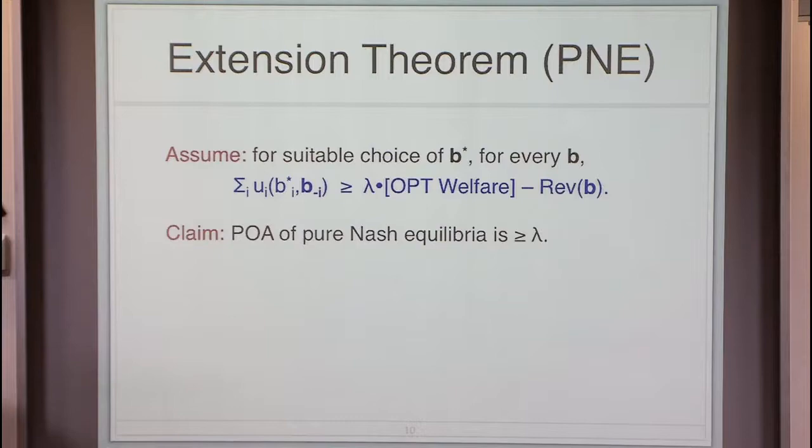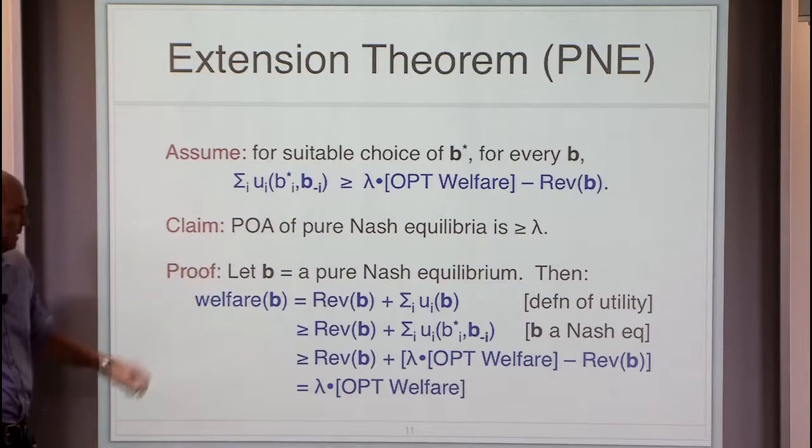Let me warm up with a totally uninteresting statement, okay, which is just to say at least the pure price of anarchy is lambda or better. Okay? So suppose this is true. I claim that, you know, if there's a pure Nash equilibrium, it has at least a lambda fraction of the optimal welfare. So pick your favorite pure Nash equilibrium, okay, B. This is what we want to lower bound. We want to say the welfare is high, okay?